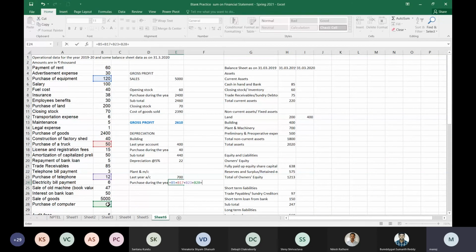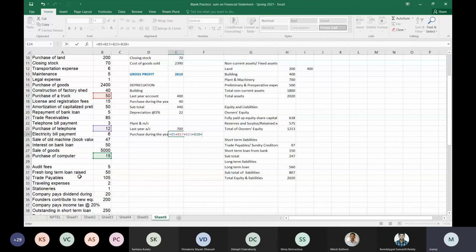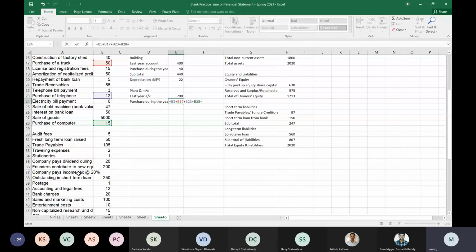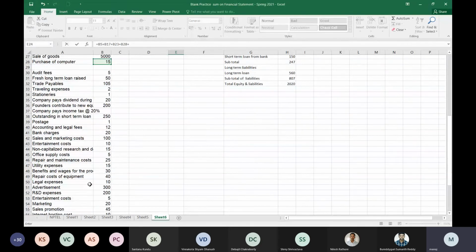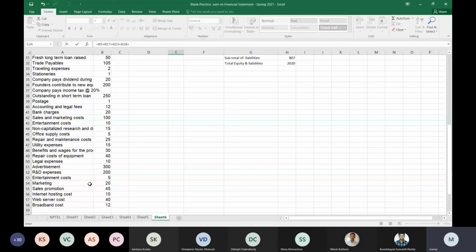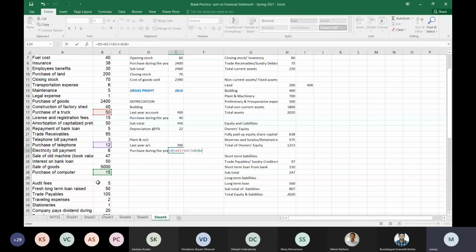This is another one. Plus audit fee, fresh loan, trade payable, traveling, stationery, company pays dividend, founders contribution, company pays income tax, outstanding short term. Nothing is there, I believe. So this is perhaps the end of it. So this is the total purchase of equipment. So let us delete the last plus sign. So 197 is the total purchase during the year. So let us make a subtotal, and that is equal to this plus this. So we have this total.